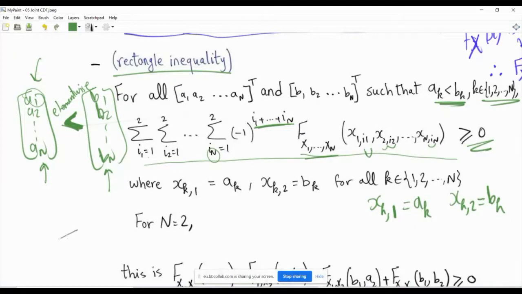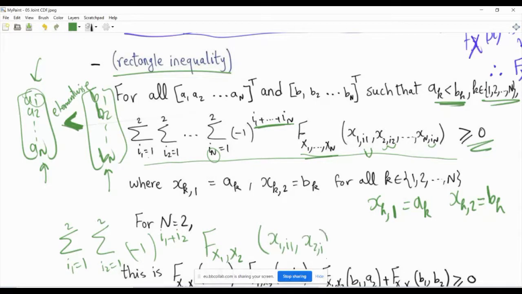We have two summation indices. I1 equals 1 to 2, I2 equals 1 to 2, right? And then we have -1 to the power of the sum of the two indices, I1 and I2. And then we have the CDF. Now we have just two random variables because we are focusing on the case when the dimension is 2. We have just two guys, and then we have x1,I1, x2,I2. How many terms do we have? We have 2 terms in the first sum, 2 terms in the second sum. So in total we have 4 terms.